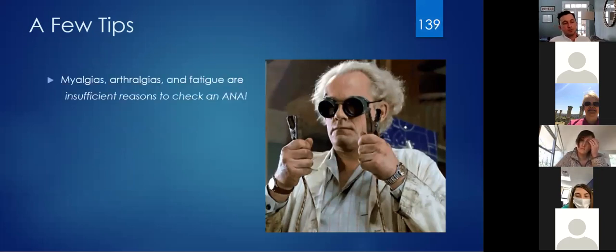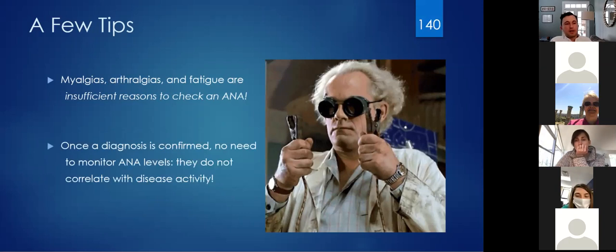But he wanted to make sure you guys know that myalgias, arthralgias, and fatigue are not a reason to check an ANA, okay? So ANA can be an extremely helpful test, but it has to be interpreted in clinical context, okay? So an ANA in somebody with knee pain is worthless, but an ANA in somebody with hematuria and rash and pancytopenia is highly suggestive of lupus. Okay. The other thing to know about ANA is that it's helpful for diagnosis, but once a diagnosis is confirmed, there's no need to monitor it. Okay, it's not like some of these other antibodies. ANA does not correlate with disease activity.